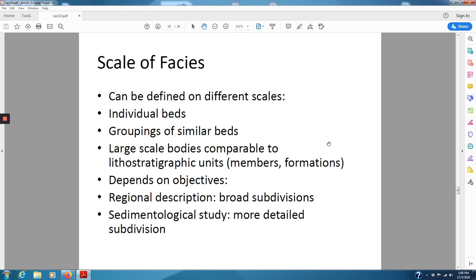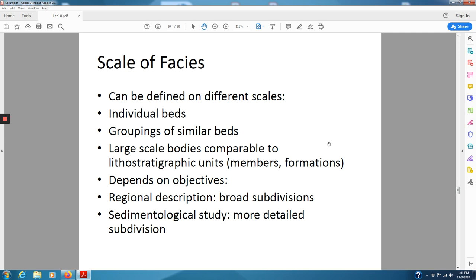Well, it depends. Facies can be defined on different scales: the individual beds or grouping of similar beds. Larger scale bodies comparable to members of formations can be called facies, right? Remember, the facies analysis method is a method, right? It's just a way of doing things. So different people have different objectives, but they still follow the same approach, right? It depends on your objective.